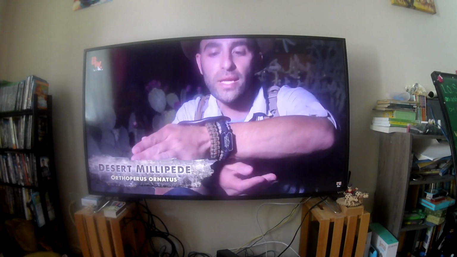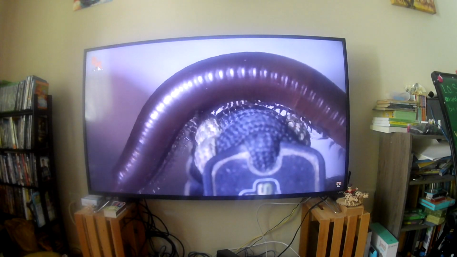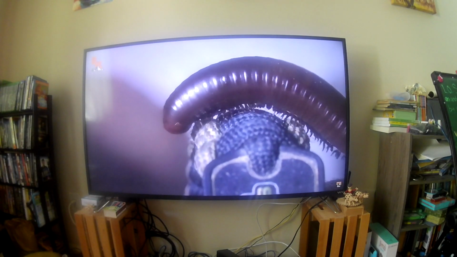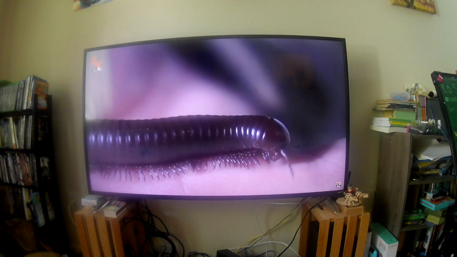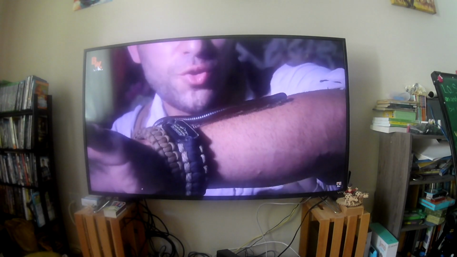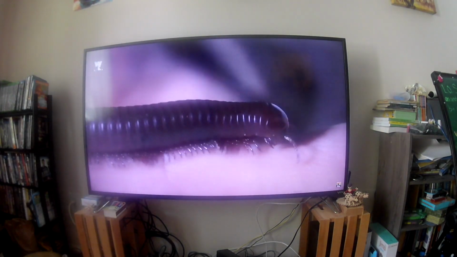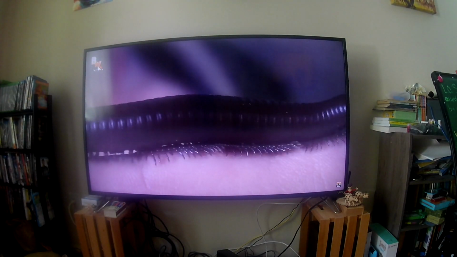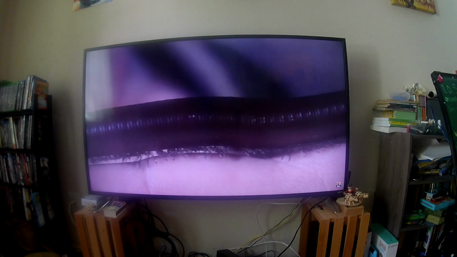Now, millipede means 1,000 feet, and each one of these little body segments has 2 pairs of legs on it. Now, there's no way that I'm going to get underneath this creature and count its legs, but I can tell you from it crawling across my arm, there are a ton of them tickling me right now.